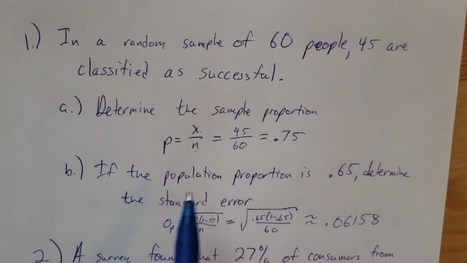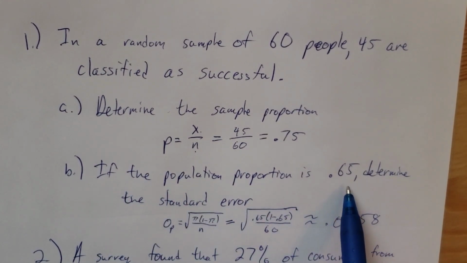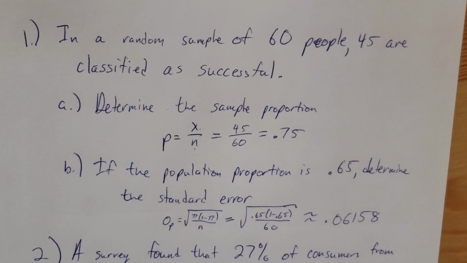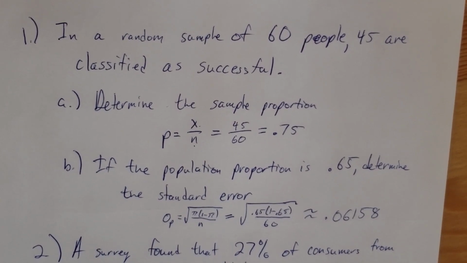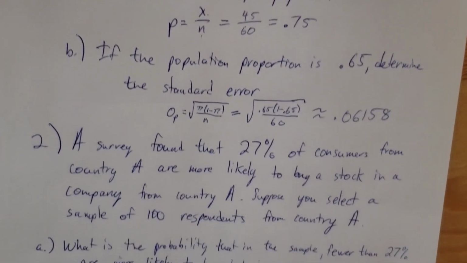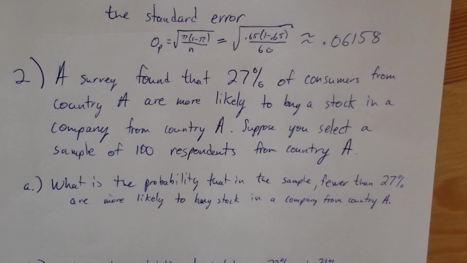Part B says that if the population proportion is 0.65, determine the standard error. So we just plug it into that second equation. We do that where 0.65 is the population proportion, 60 is the sample size, and this is approximately 0.06158. Right here. And that's actually it for the first example. We have a real-world example that we will try to look at now.